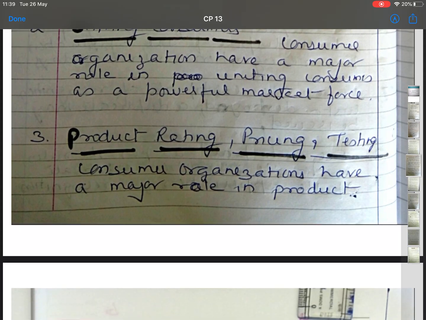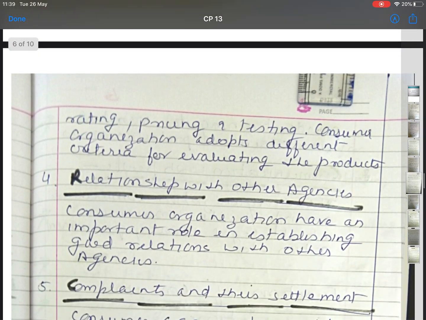Then product rating, pricing and testing. Consumer organizations have a major role in product rating, pricing, testing. Consumer organizations adopt different criteria for evaluating products or new products, and for testing them, they have their own laboratories also. Some consumer organizations have their own laboratories for testing the harmful effects of the products on the consumer.